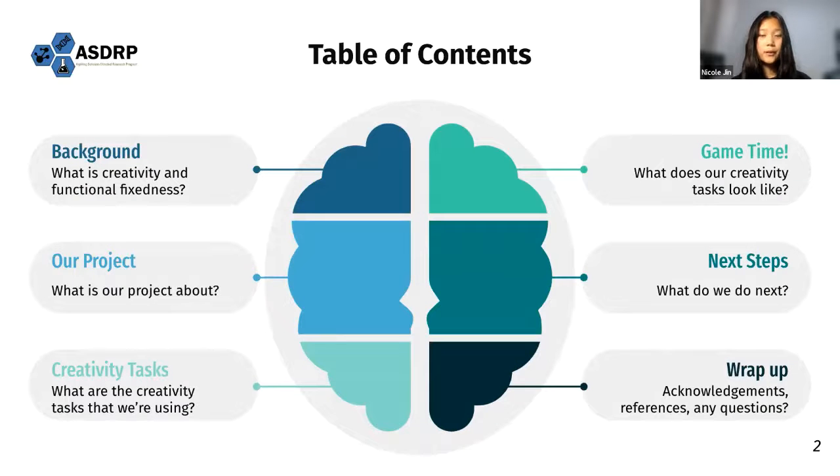So first, we will be going into the background of our project, essentially what is creativity and what is functional fixedness. And then we will be talking about how this background knowledge applies to our project specifically. And then after that, we'll be talking about our creativity tasks and the ones that we are using. And we will have a little short game time to give you guys an idea of what our creativity tasks would look like. And finally, we would be talking about our next steps and goals for the end of this semester and the next semester.